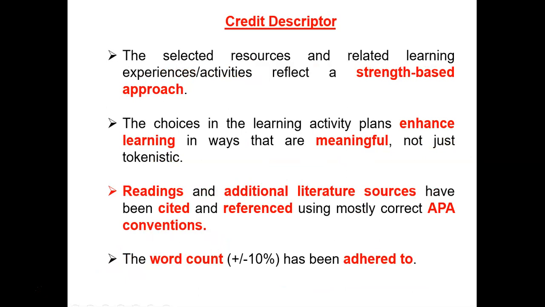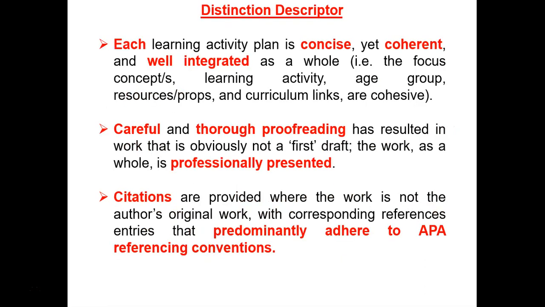As we move up to the credit descriptor, you need to ensure that you have done all of those things in the pass descriptor, but then you need to show that you're reflecting a strength-based approach. You need to show that the choices in the learning activity plans enhance learning and are meaningful, not just tokenistic. And this is really important in your EALD lesson plan, and I'll talk a little bit about that in a minute. You need to show that you are accessing and using the readings, and additional literature sources have been cited and referenced using mostly correct APA conventions, and you need to make sure your word count has been adhered to.